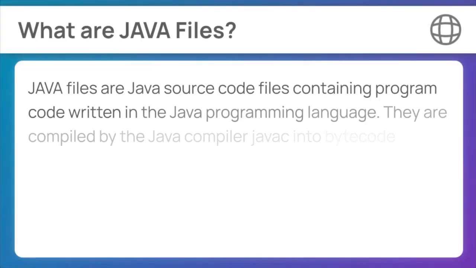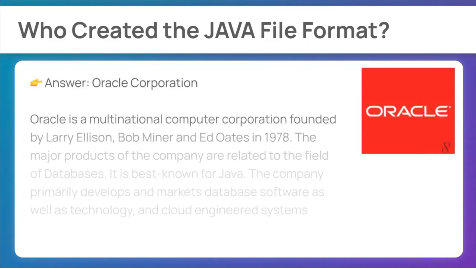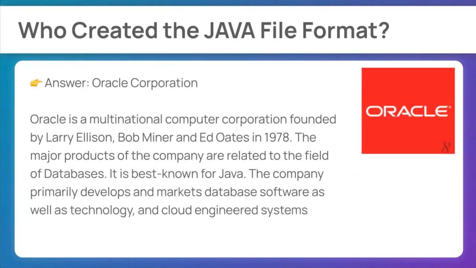JAVA files are Java source code files containing program code written in the Java programming language. They are compiled by the Java compiler javac into bytecode class files that run on the Java Virtual Machine, JVM, enabling cross-platform application development for desktop, server, mobile, and embedded systems worldwide.